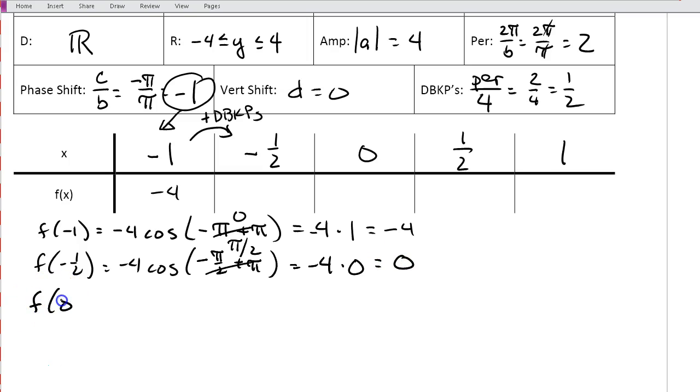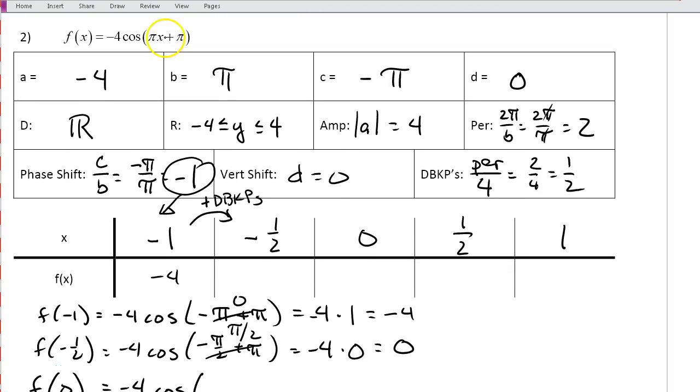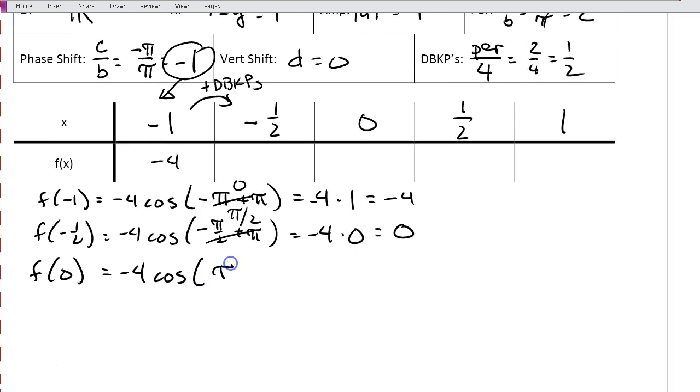Then I have f of 0, so that's negative 4 cosine. So I have pi times 0, which is 0 plus pi. So it's going to be cosine of pi. So that's negative 4 cosine at pi is negative 1. That's on the left side of the unit circle, so that's 4.